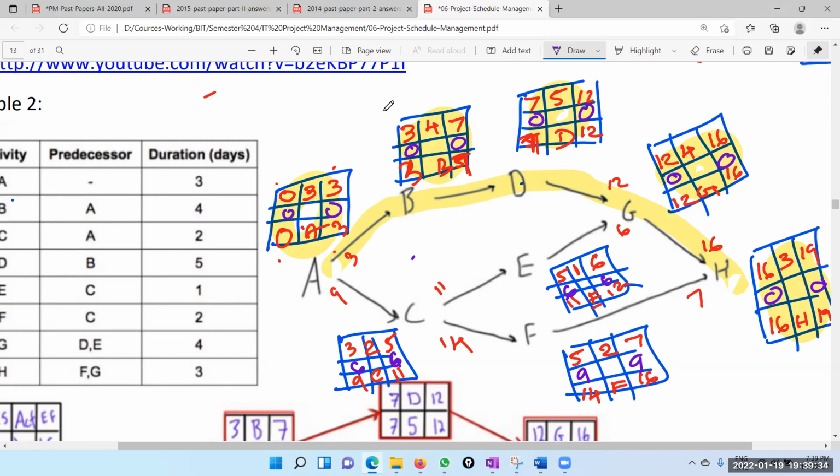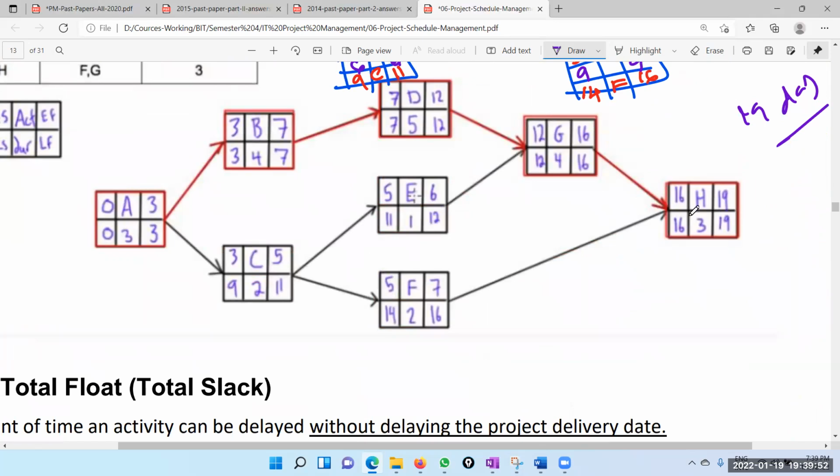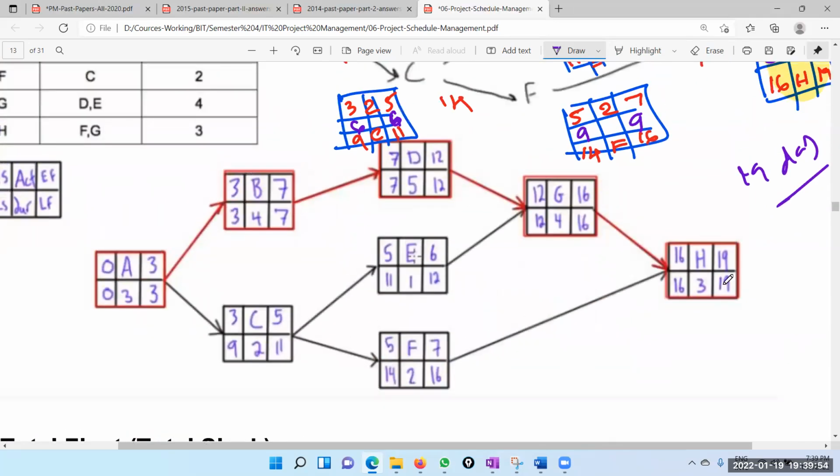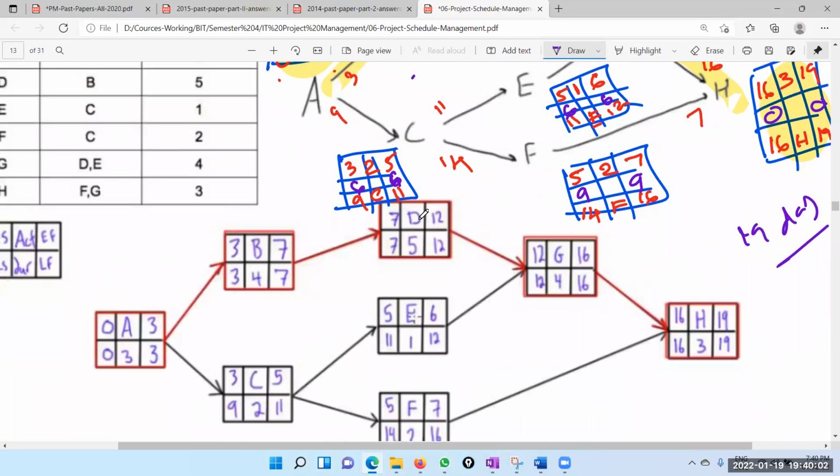So these are critical activities and we can finish it within... the earliest finish is 19, and of course that is our late finish. So therefore the project duration is 19 days. Okay. Let's see, are we correct? Yes, 19. And this is our critical path: 16, 12, 7, 3.